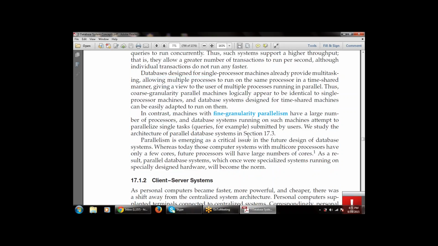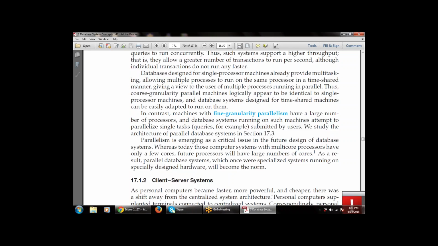Parallelism is emerging as a critical issue in the future design of database systems, whereas today, computer systems with multi-core processors have only a few cores. Systems in the future will have more cores, and so more parallelism will be available to the database systems.